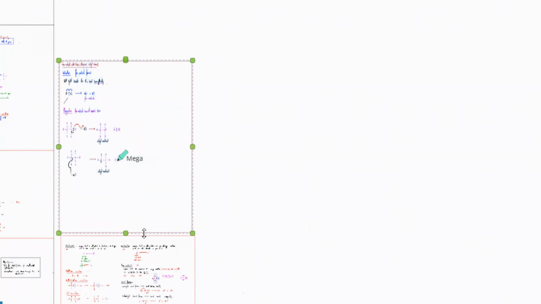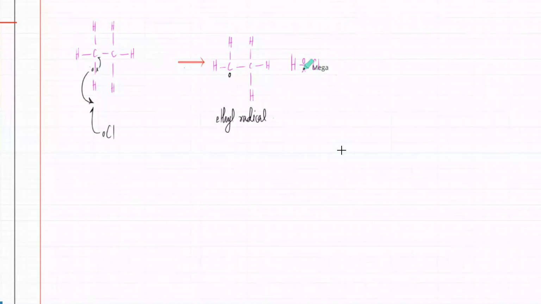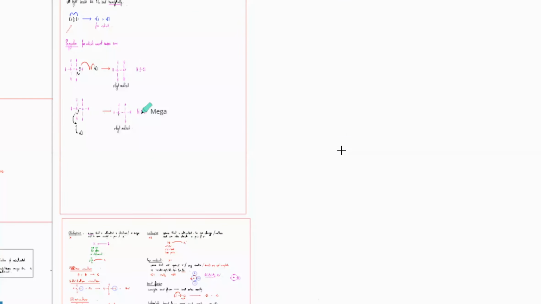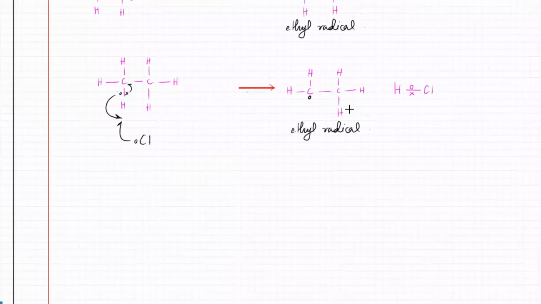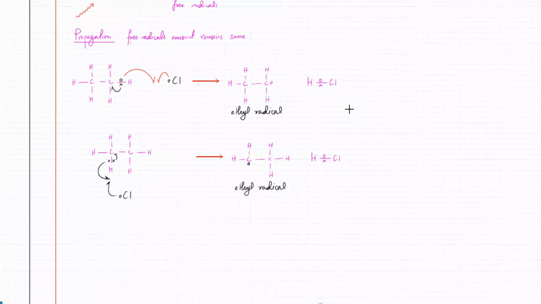Okay, now the next part is what happens after that. The question is, what happens once this happens? Now the propagation step is two steps. I'm going to rub off the second step, I just wanted to show you what the second step was.